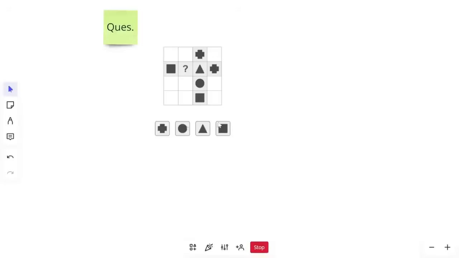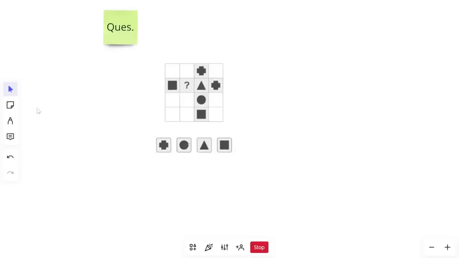Okay. So let's now see. See, the concept is in this row, all three are already coming. The three symbols like square, triangle, and plus. So these three cannot be the answer. Okay, the only option that is left is circle. So that is why question mark needs to be replaced with circle in this case.